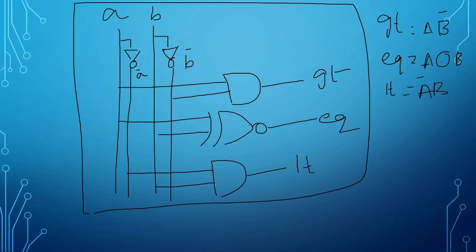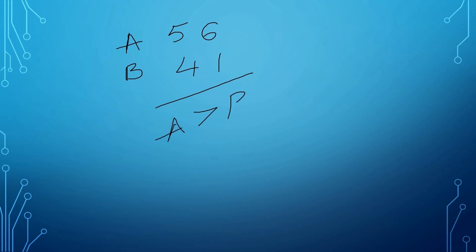Now we need to consider some points here. Before starting the 2-bit comparator, let us try to see one example. Suppose, in decimals, I am discussing just decimals, A is 56, B is 41. Then which is greater? Blindly we can say A is greater than B, right?